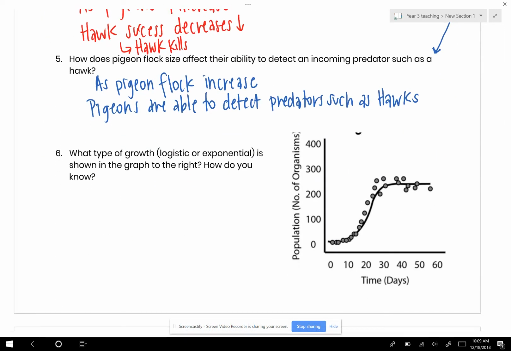Okay, so moving on. Number 6 asks, what type of growth, logistic or exponential, is shown in the graph to the right, and how do you know?